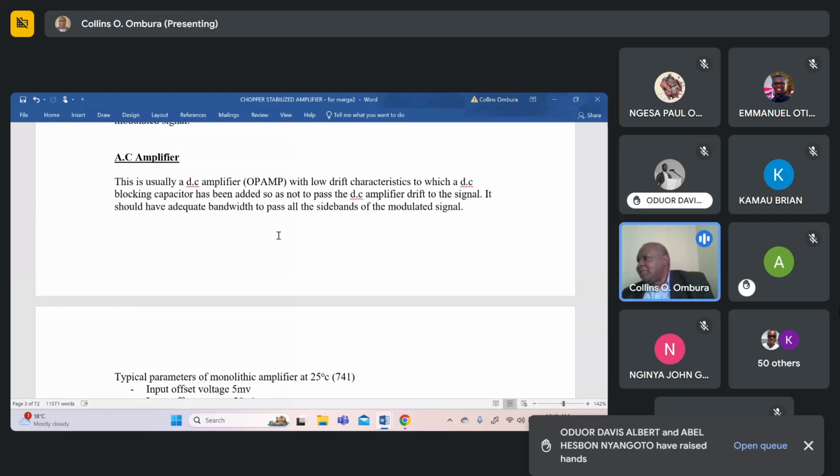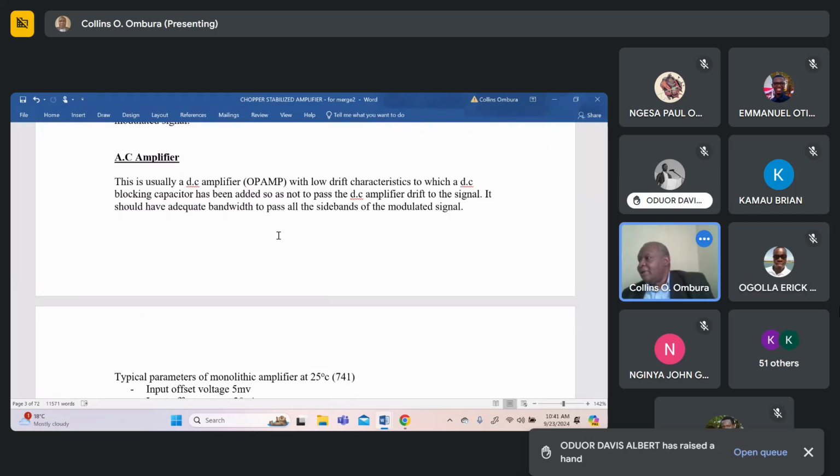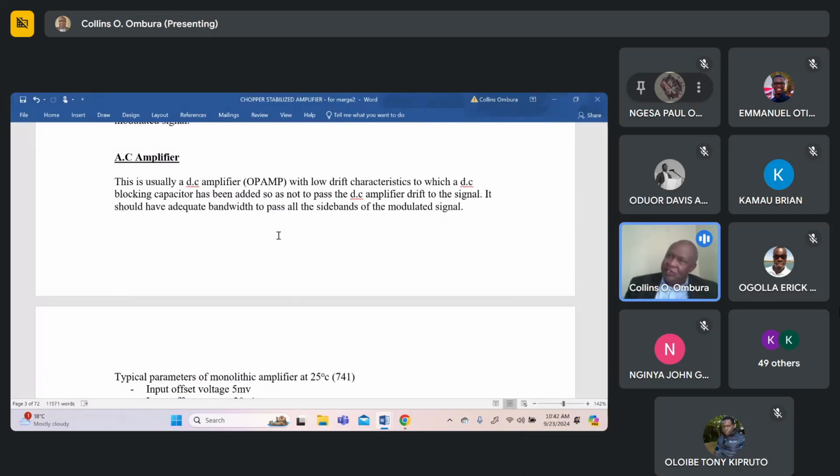Yes, Edward Davis. I wanted to ask, why do MOSFET choppers actually have a higher impedance? It's got a high impedance between the gate and the channel, because there's a metal oxide silicon layer there. Metal oxide is an insulator. That's why we represent it with that gap. The higher impedance is only between the gate and the channel.